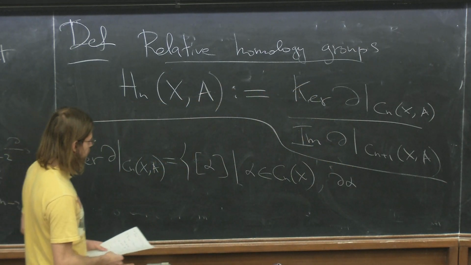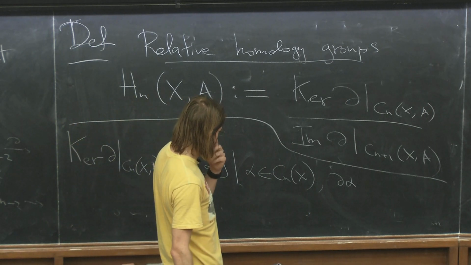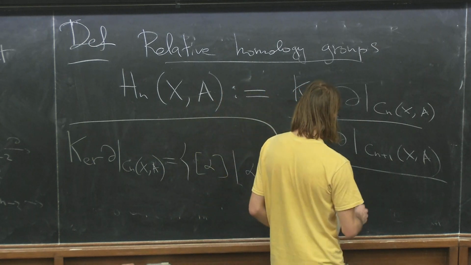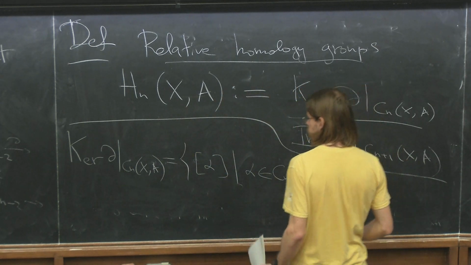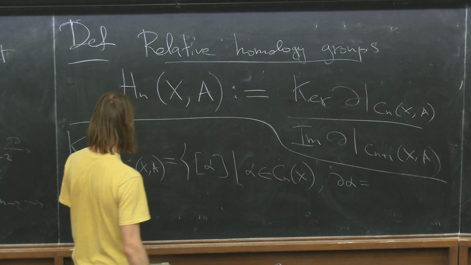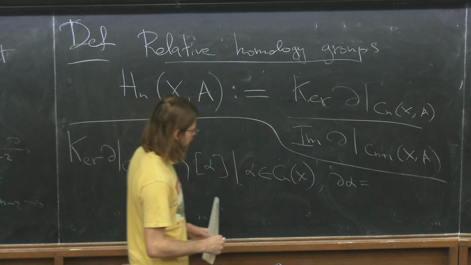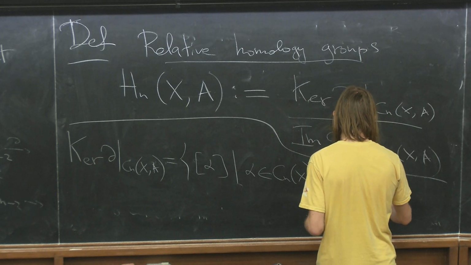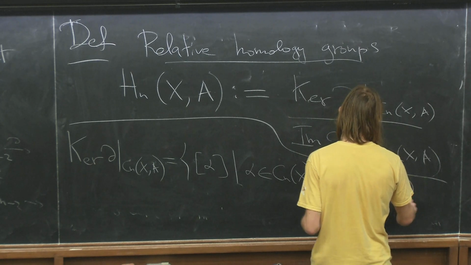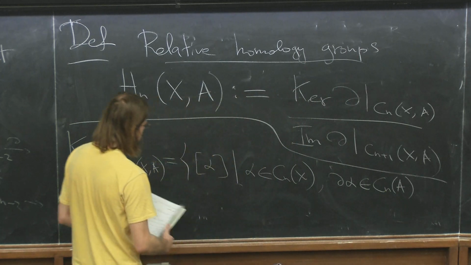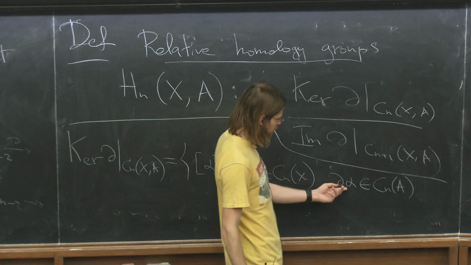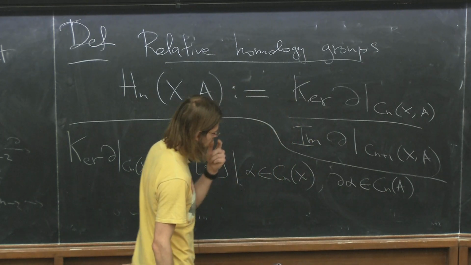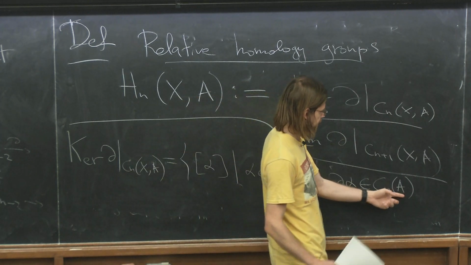So in the usual case, when alpha represents elements of homology of X, d of alpha is just 0 if it's in the kernel. But here, since this is a kernel of d in this quotient, d of alpha is only required to be in C_n of A. So the class of d of alpha should be 0. This means d of alpha itself should be some element in this subgroup of singular chains in A.